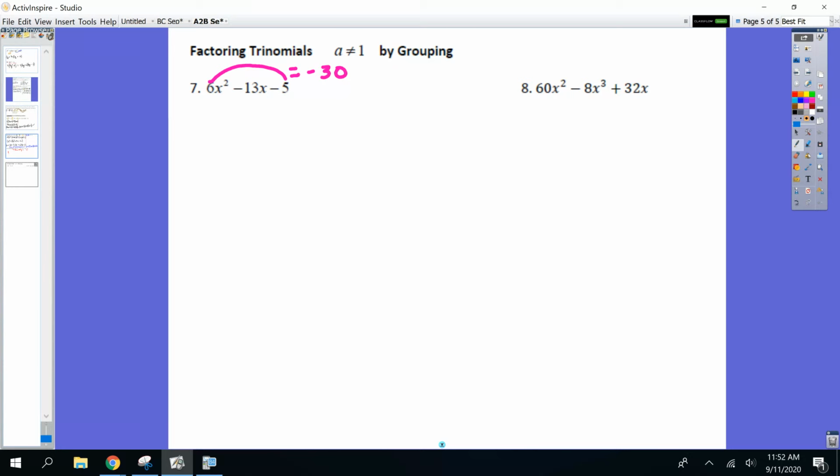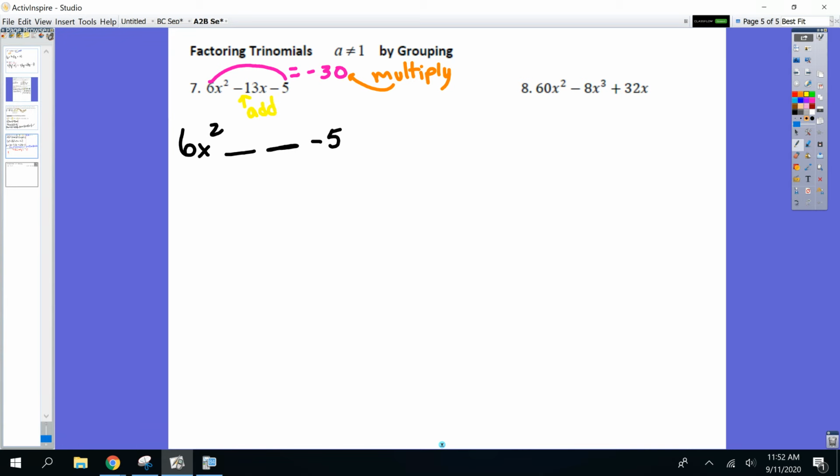Next step, to turn it into 4 terms. We're going to keep the first term. We're going to keep the last term. But we're going to turn negative 13x into 2 separate terms. Okay, this is how we're going to make it into 4 terms. What do I put in those 2 blanks? 2 numbers that multiply to what you got here. So 2 numbers that multiply to negative 30, but will add to that middle number there, negative 13. So that's what I'm going to put there.